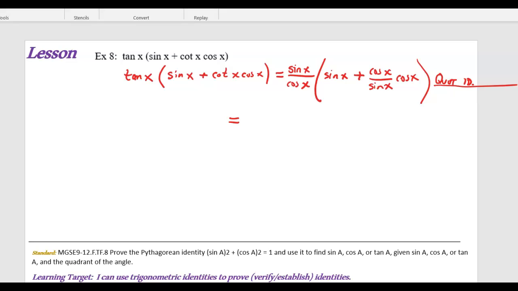Let's leave a little space. Okay, let's clean this up a little bit. Sine of x over cosine of x times sine of x, plus cosine squared of x over sine of x. All I did was simplify. Now I see I have sine of x as a denominator here, so I'm going to rewrite.